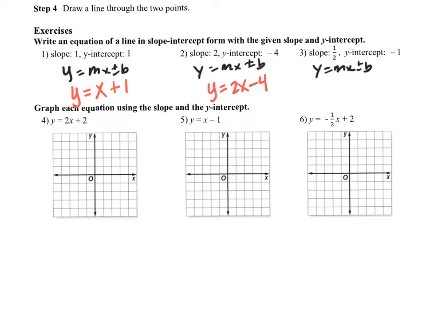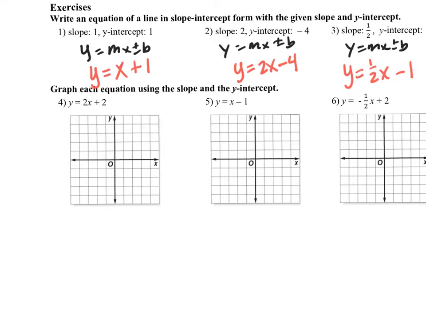Okay, number 3. My slope is 1/2, so I'm going to do 1/2 x and then minus 1. Guys, it really is that simple. You put your m, your slope, in front of your x. You put your y-intercept where your b should go, and then you've written your equation.